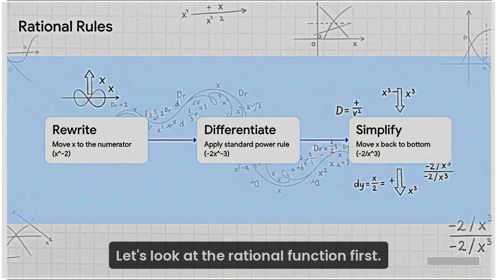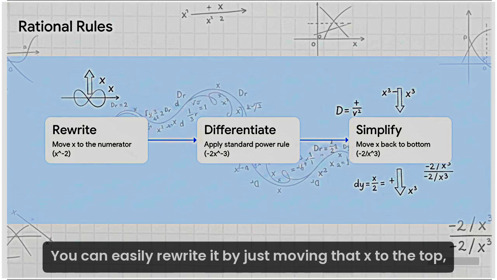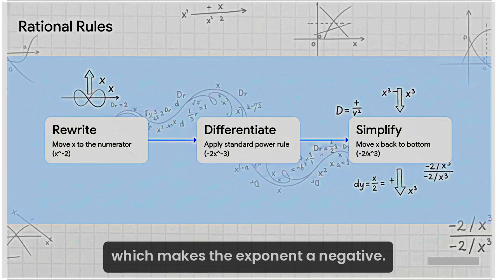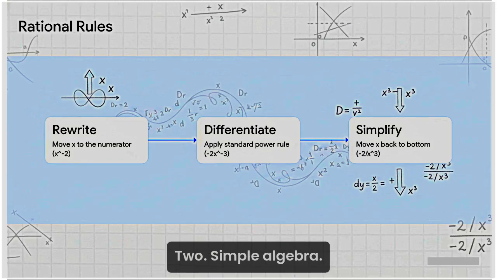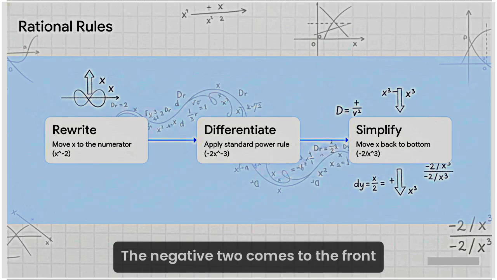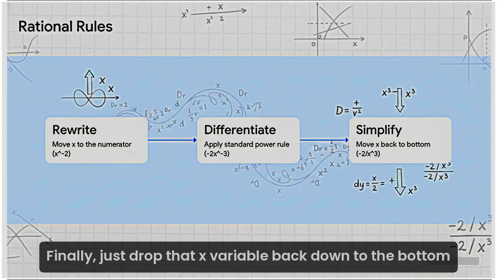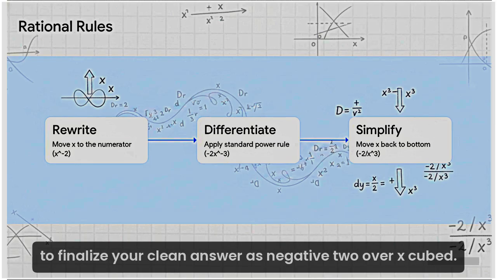Let's look at the rational function first. Don't panic when you see an x trapped in the denominator. You can easily rewrite it by just moving that x to the top, which makes the exponent a -2. Simple algebra, right? Now just apply your standard power rule. The -2 comes to the front and the exponent drops to -3. Finally, just drop that x variable back down to the bottom to finalize your clean answer as -2 over x cubed.